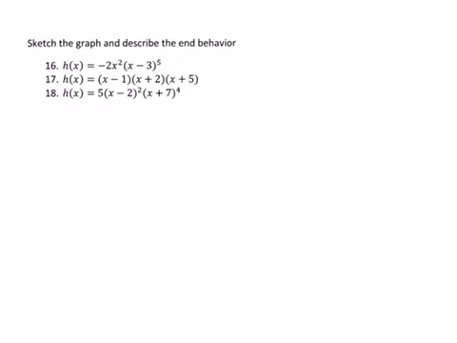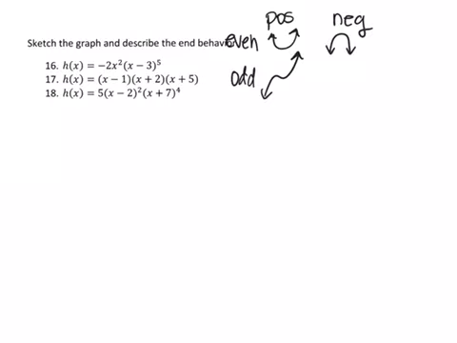Sketch the graph and describe the end behavior. So for number 16, let's look at this little graph here. We have positive and negative, and we have even and odd. Positive evens are all going to look in the end like a positive parabola, and negative evens are going to look like a negative parabola. Evens end in the same direction. Odd is going to end in opposite directions, so it's going to look more like this, and it might have more going on in the middle. So odd positive is going up, and odd negative goes down. So there's our end behavior.